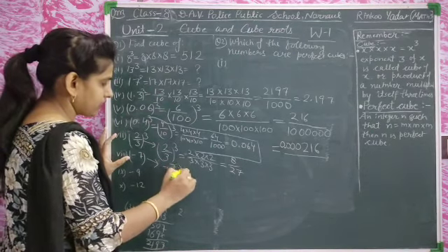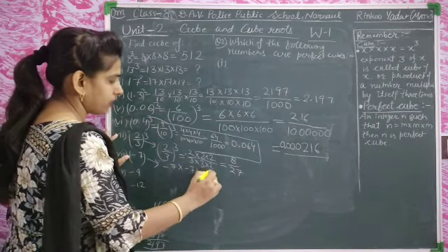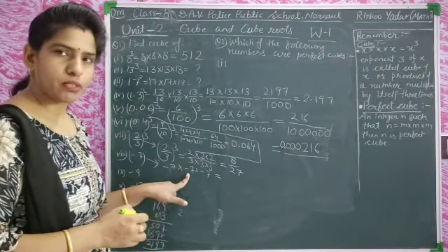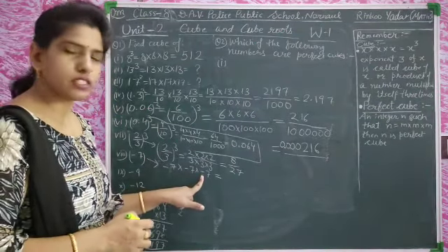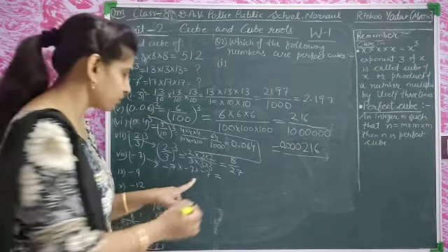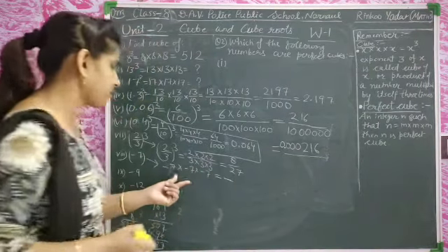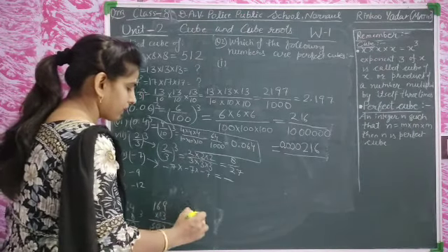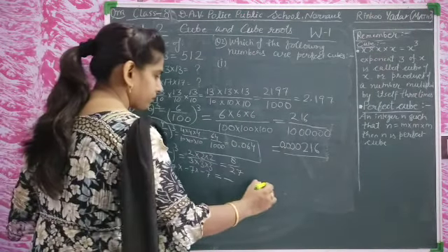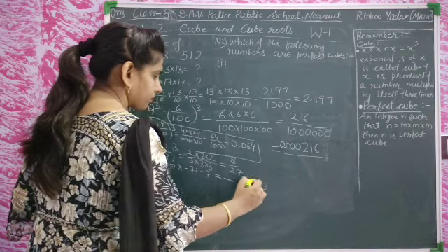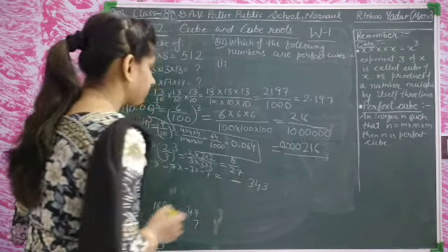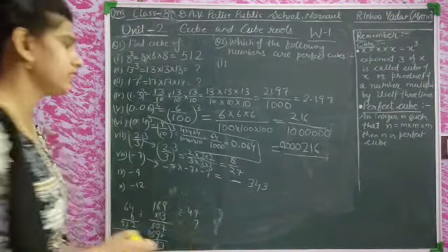Seeing there, minus 7 into minus 7 into minus 7. Minus times minus gives plus, and plus multiplied by minus gives minus. So minus 7 times 7 is 49, and 49 multiplied by 7 is 343. We will get the answer here, minus 343.